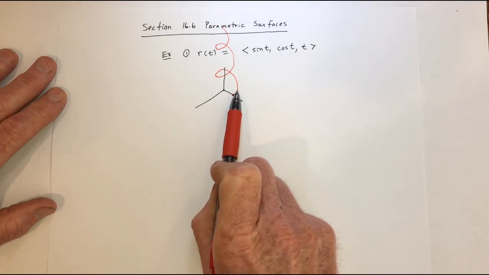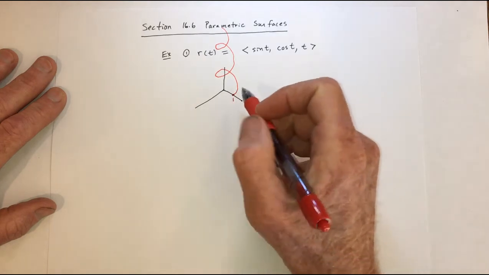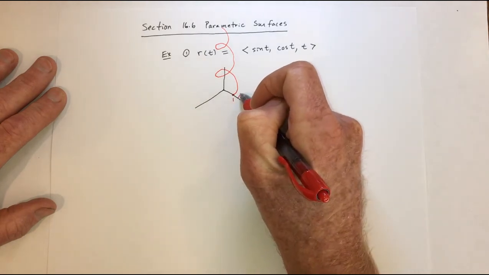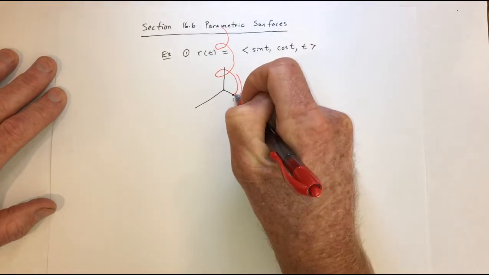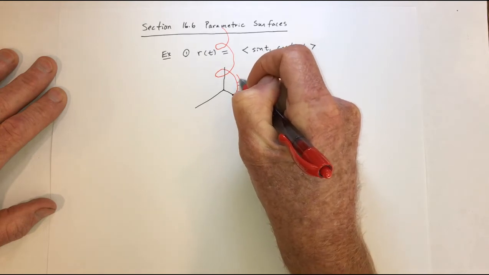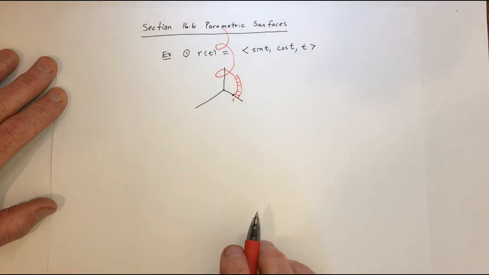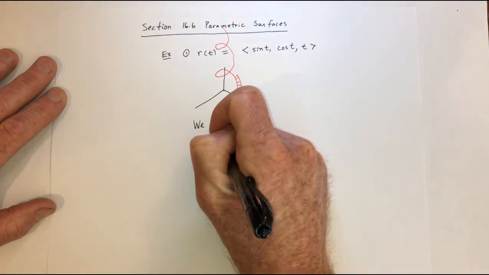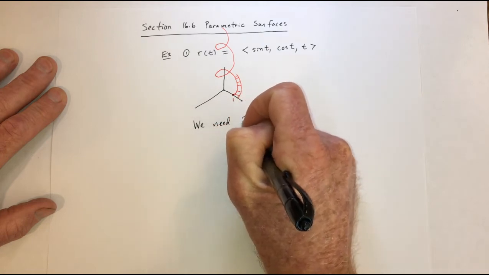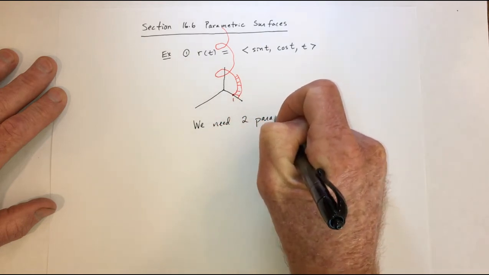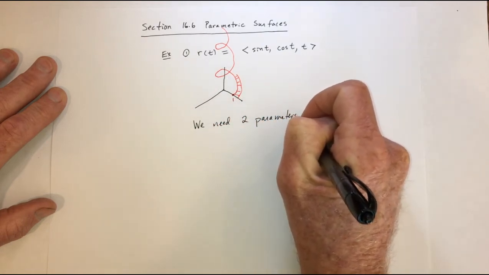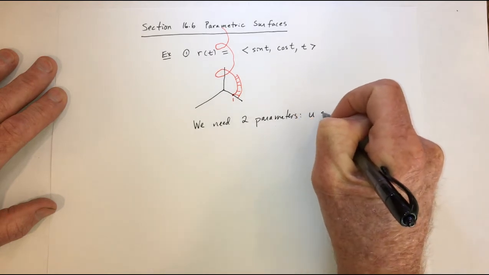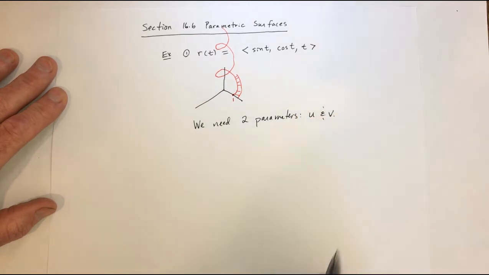So what if instead of being thin like that, you wanted it to be like a ribbon, so that it's like 1 inch across, something like that. So for that, we need two parameters. And the two parameters we'll use are u and v.